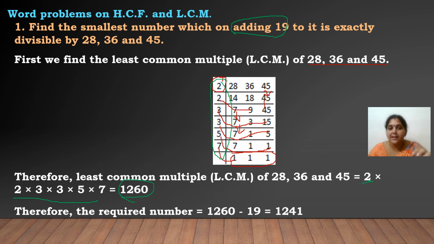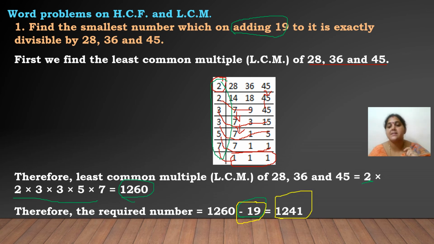When you are adding 19 to these numbers, you can divide it exactly. That's why what you have to do, you have to subtract minus 19 to get your exact product. So, 1260 is the product what we have got after doing division and multiplying the prime numbers. But it is not the correct product because to the product we have added 19 to divide exactly. That's why we are subtracting 19 here, minus 19 here to get our exact product.